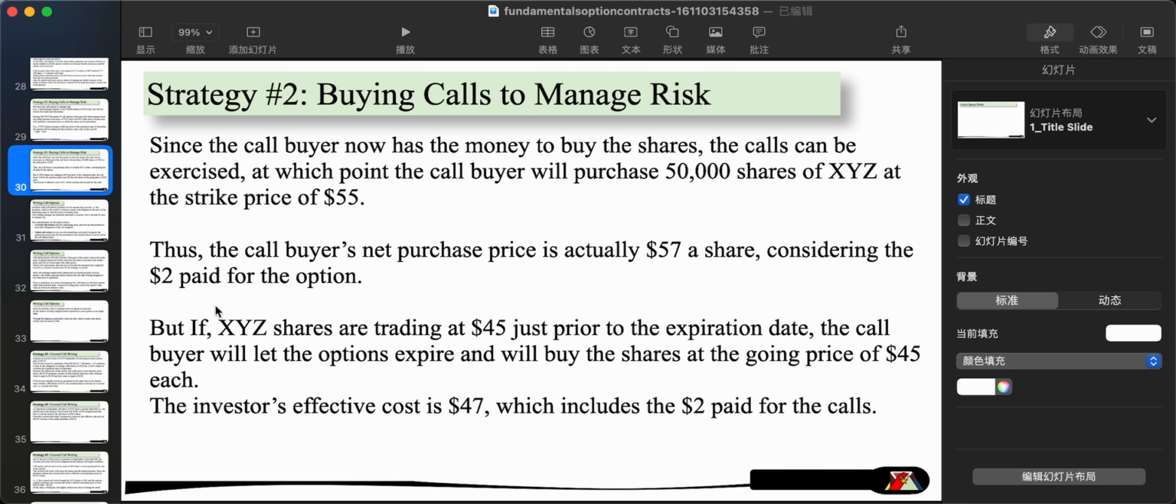But if XYZ shares are trading at $45 just prior to the expiration date, the call buyer will let the option expire and will buy the shares at the going price of $45 each. So, the investor's effective cost is $47, which includes the $2 paid for the calls.